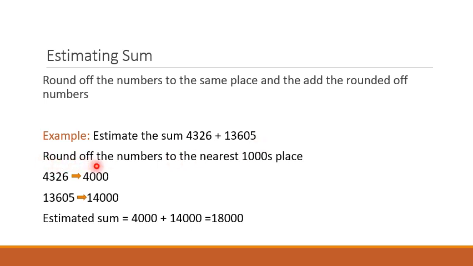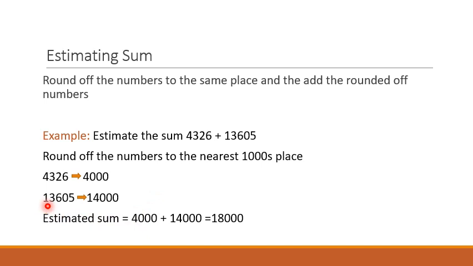We have to round them off to the nearest thousands place. Here the smaller number is having 4 digits, so its highest place is 1000. So I round off both the numbers to thousands place. So when I round off this number 4326 to thousands place, here 4 is the rounding digit. The next digit to it is 3, which is less than 5. So we have to keep 4 as it is and remaining digits become 0. So in this way 4326 is rounded off to 4000.